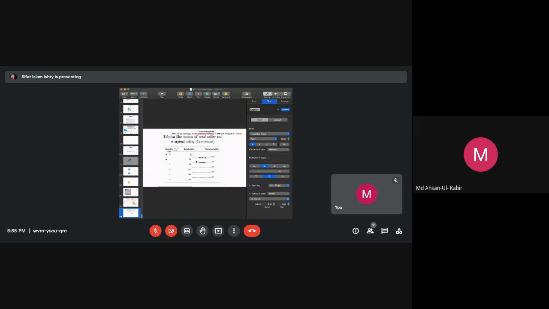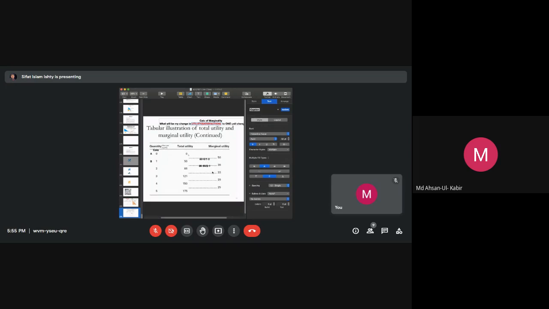The calculation is same. It is total divided by the quantity. Total divided by the quantity, and you will be able to do the rest of it by yourself. So, what have you learned, guys? You have learned that the utility, the satisfaction that you derive actually rises when you consume more and more of Coke, the total utility.